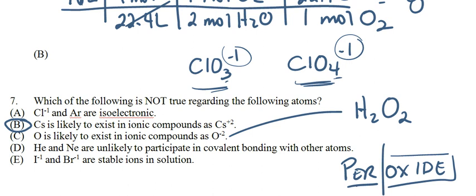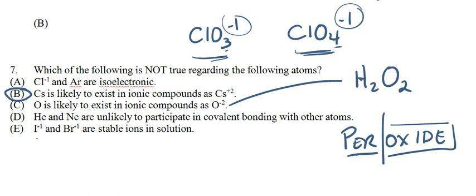Iodine with a -1 charge and bromine with a -1 charge are stable ions in solution. Yeah, we don't have any issue with these types of ions. Okay, they're stable. They're not going to be crazy or anything. So number 7 should be letter B.